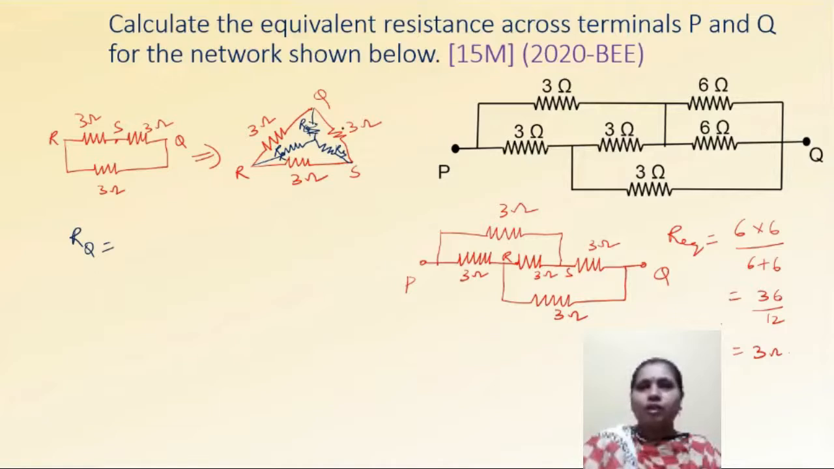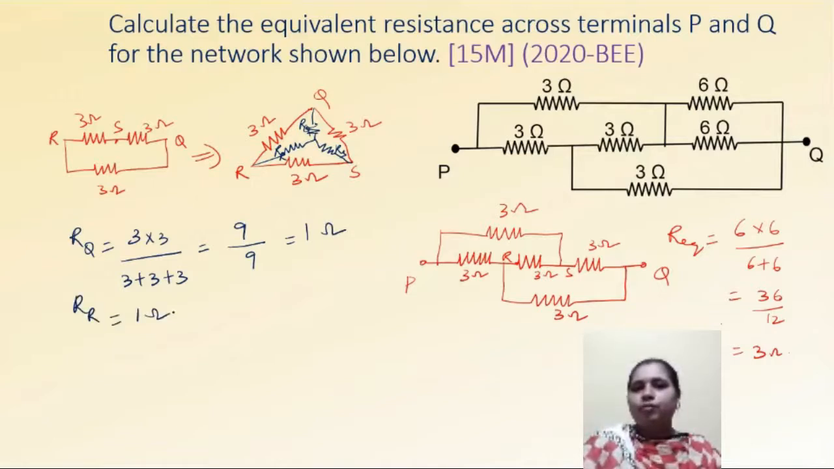R_Q is nothing but, at point Q there are 2 resistors connected. 3 into 3 by 3 plus 3 plus 3. So it is nothing but 9 by 9. So it is 1 ohm. Similarly, R_R equal to 1 ohm and R_S equal to 1 ohm.